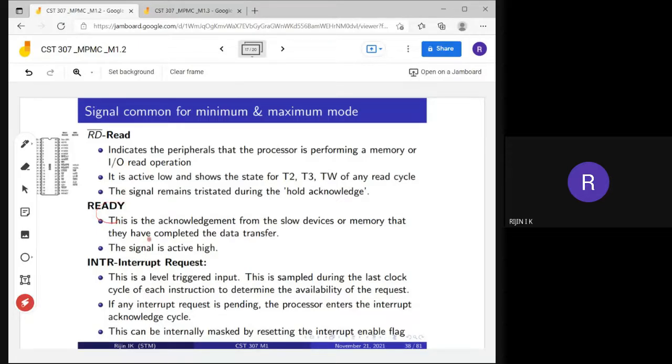So this is the acknowledgement from the slow device or a memory that has already completed the data transfer and is ready for the next operation. It has completed its operation and is ready for the next one, like an acknowledgement. So that is the ready pin, and this is an active high signal.